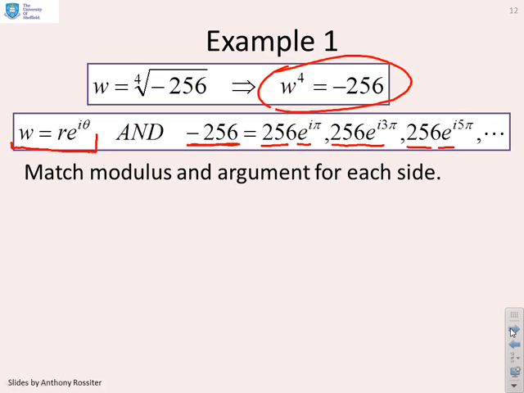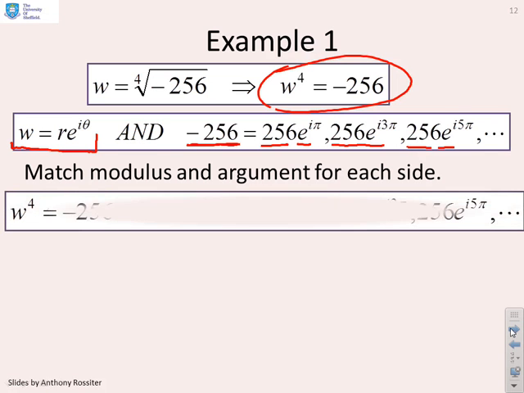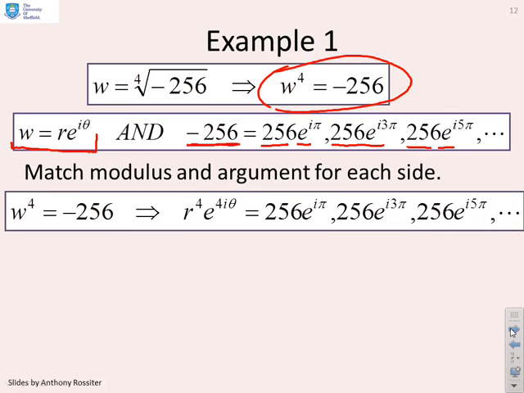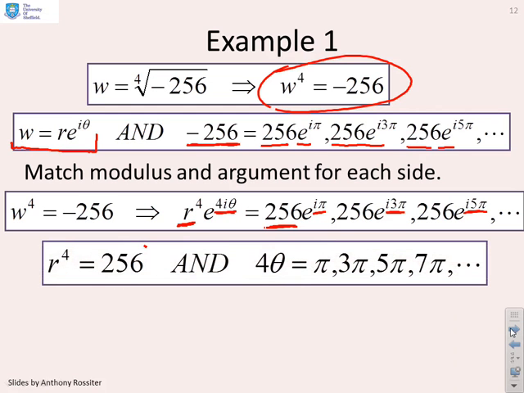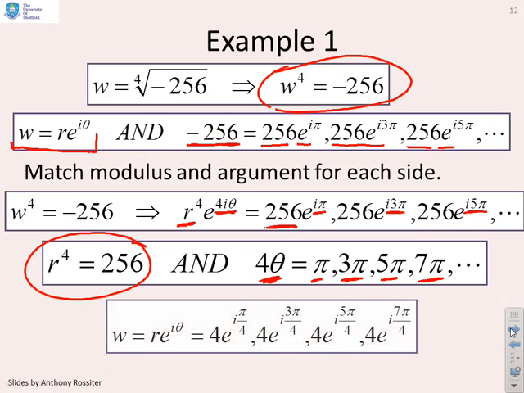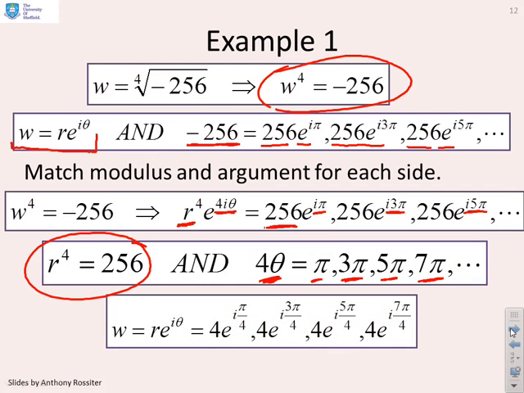Next, match the modulus and argument for each side. So what we've got is r to the 4 has got to be 256, and 4i theta has got to be i pi, or i 3 pi, or i 5 pi, and so on. So what we get, there we go, r to the 4 is 256, and 4 theta has got to be pi, or 3 pi, or 5 pi, or 7 pi, and so on. And if I finally reduce that, you'll notice that r is clearly 4, and theta is clearly pi by 4, or 3 pi by 4, and so on.